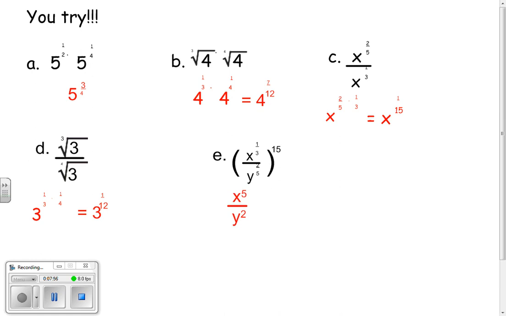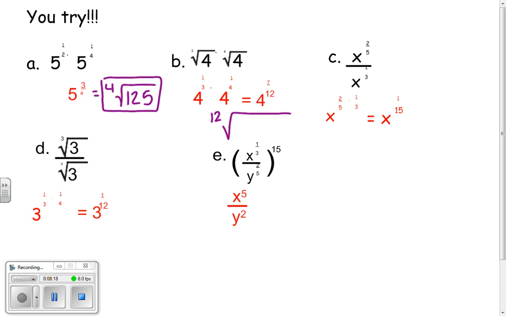So if the directions for these say radical form, then you should be switching them. In the very first one, this is the same as the 4th root of 125 because it's 5 cubed inside. In the second one, this is the same as the 12th root of 4 to the 7.